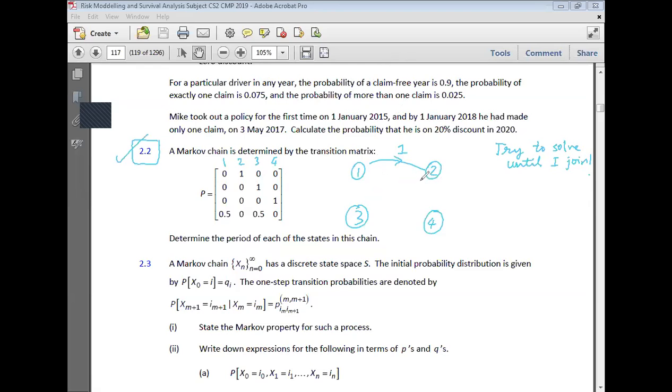I'm very much used to drawing arrows. Then it says 3 to 4 is 1. And from 4 to 1, there's something where you can move from 4 to 1, and that is 0.5. And then you have 4 to 3 back, which is 0.5 again. And then what did you do?